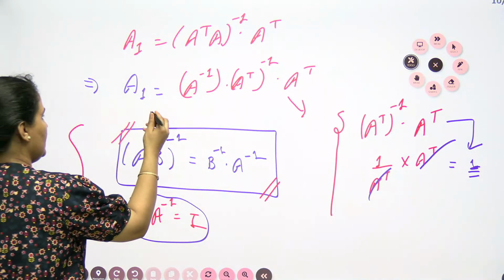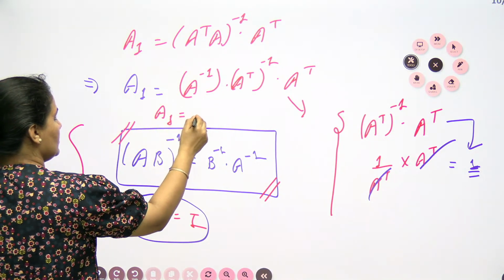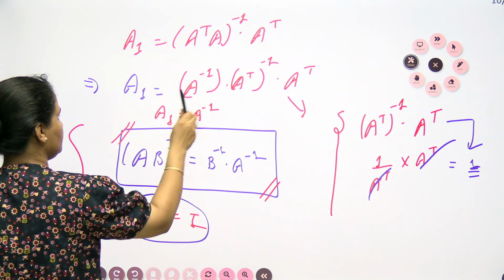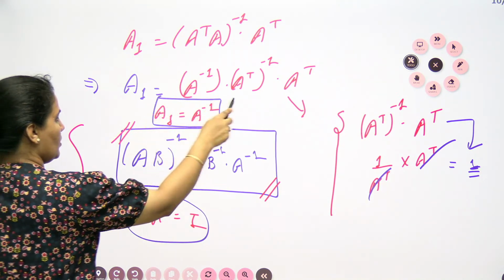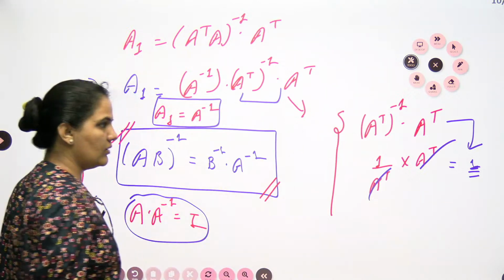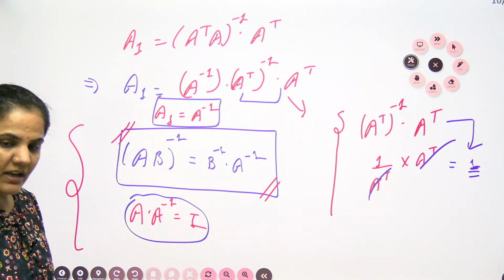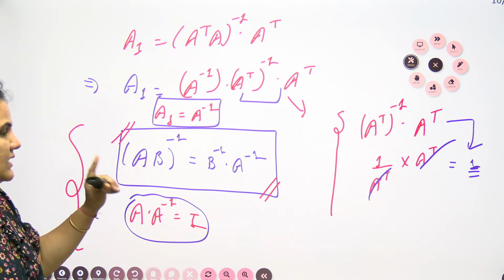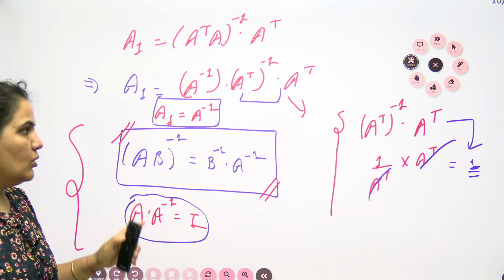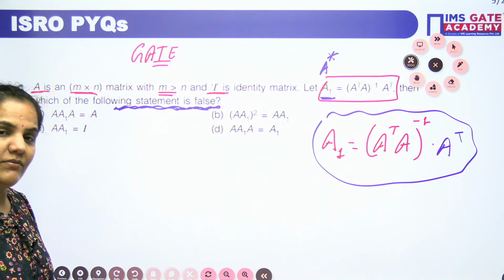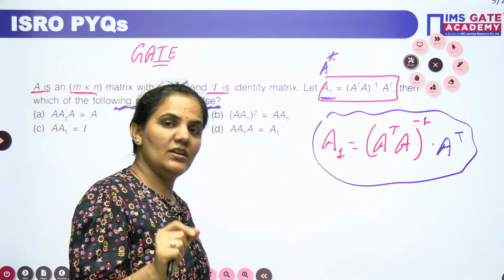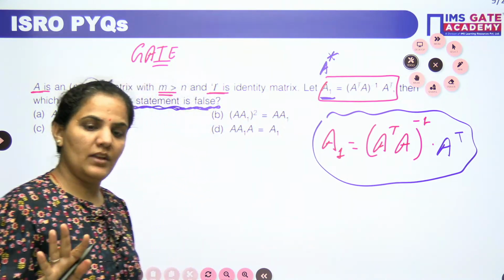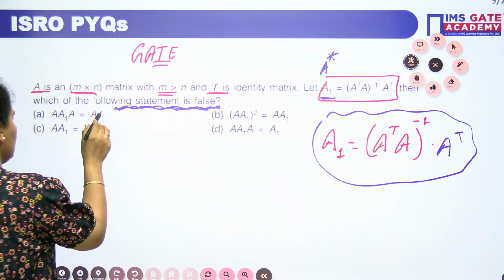So ultimately I have A1 equals A inverse, because this result will be I or 1, right? So I can see my A1 is equal to A inverse. All right. So in the question, at the place of A1, we can directly put A inverse. Now let's check the options one by one.